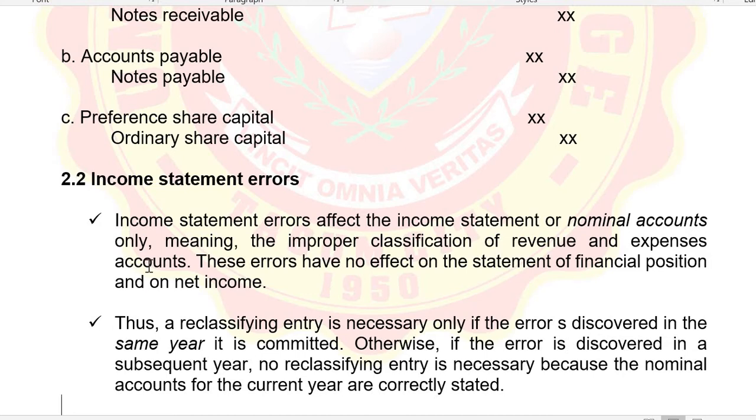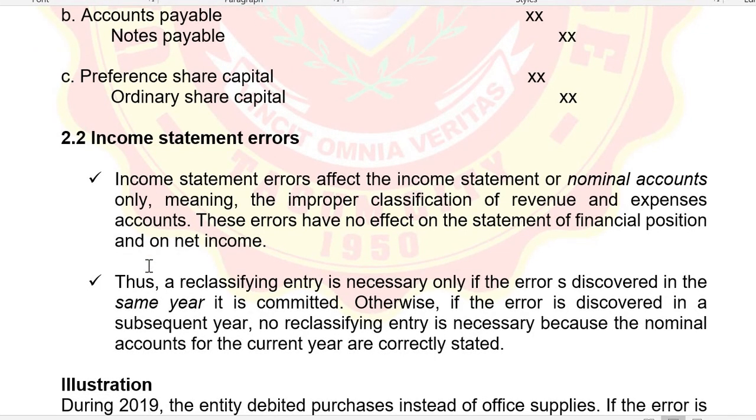So, bakit wala man siyang effect sa net income? Na income statement error man siya. Kasi of course, both parehong expenses lang man siya, or both income, pero mali lang na account title yung ginamit mo. Pero when you prepare the income statement, still na consider siya as expense, or ang total expenses is not understated or overstated. Parang isang account lang is understated, isang account is overstated. Or then the total revenue also is not understated or overstated. So tama lang ang total. It's just that ang composition ng total income and total expenses ang mali. Okay? So thus a reclassifying entry is necessary only if this error is discovered in the same year.